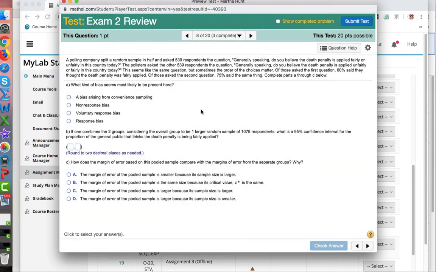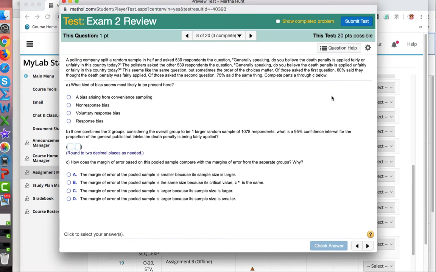So, a polling company split a sample in half. They asked 539 respondents, generally speaking, do you think the death penalty is fairly applied or unfairly applied in this country? Then they changed the question around. They asked another 535 respondents, generally speaking, do you think the death penalty is applied unfairly or fairly? So they just changed the order in which they asked the question.